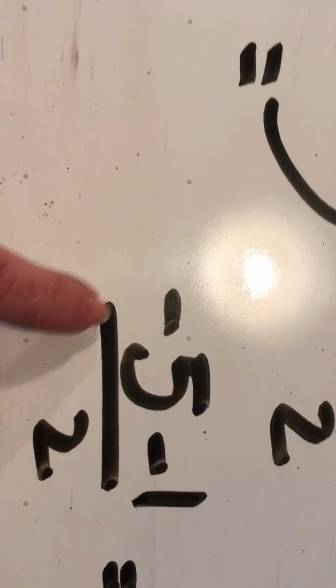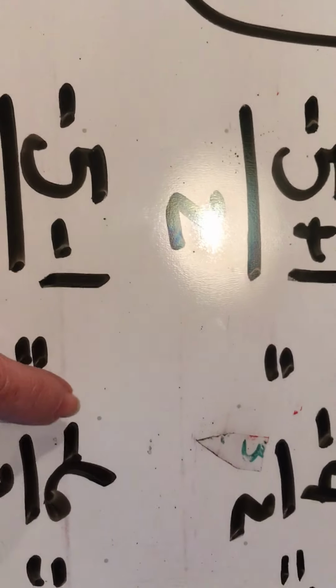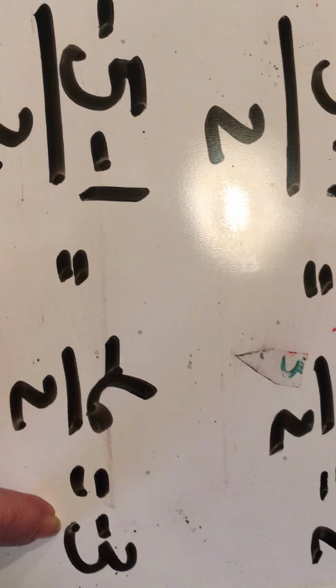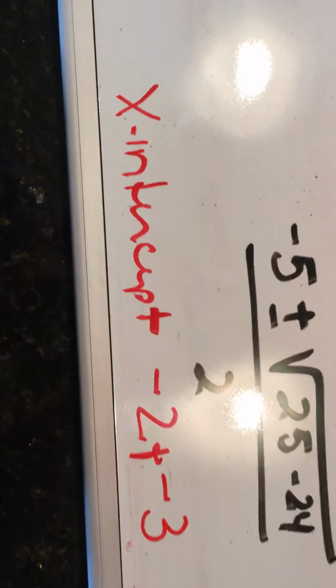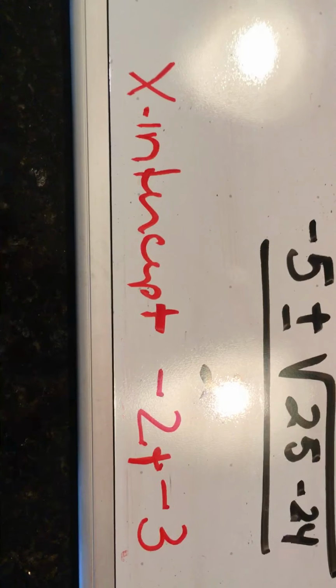And the other problem is negative 5 minus 1, all divided by 2. So negative 5 minus 1 is negative 6 divided by 2. So that is negative 3. So our 2 solutions, or our 2 x-intercepts, would be at negative 2 and negative 3.